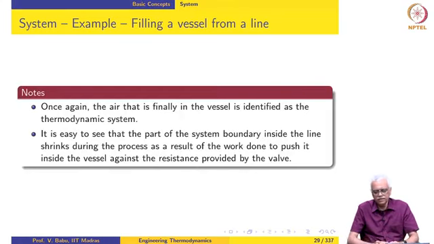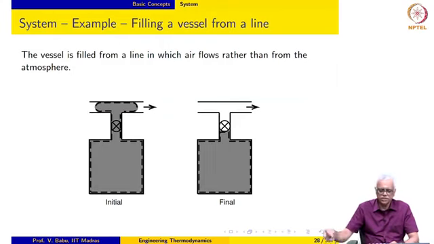As we said, the part of the system boundary inside the line shrinks during the process as a result of the work done to push it inside. So, notice that this part of the system boundary shrinks from a certain value initially to 0 at the end of the process, which means that the air in the line is actually pushing this air inside the vessel against the resistance provided by the valve. So, this part of the system boundary contracts, from which we can infer that the surroundings are actually doing work on the system.